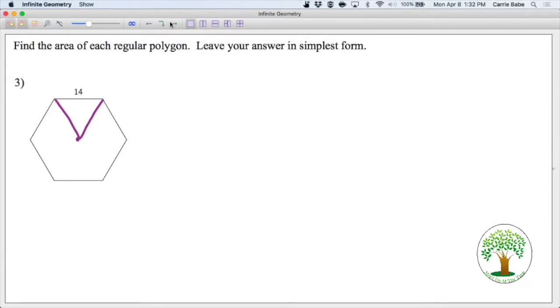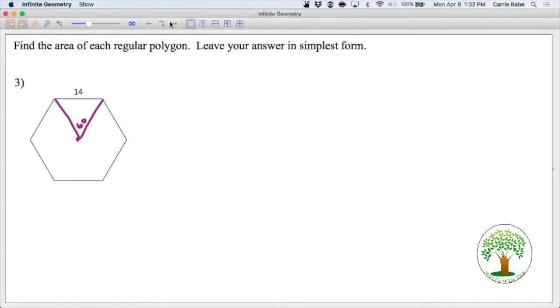Give yourself a triangle. How many degrees is this triangle right there? This length is 14 right there. But what's that angle right there? How many triangles could I draw in there? 6. So since it's regular, how much is it all the way around? 360. So how much is just one of them then? 360 divided by 6. What is that? 60 degrees.